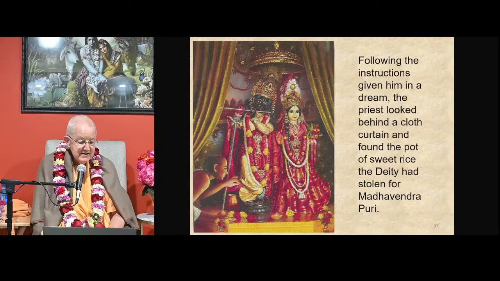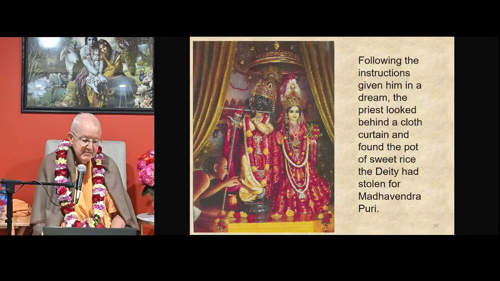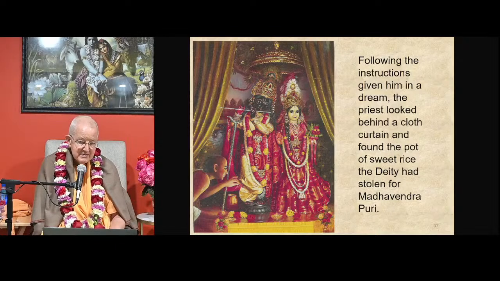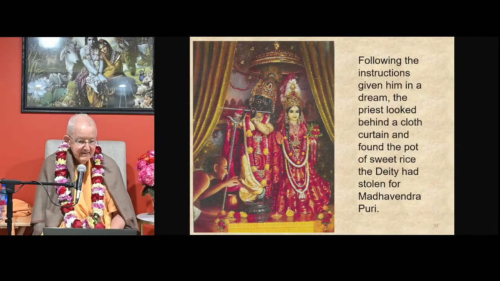Anyway, so the deity had hid behind his cloth a pot of sweet rice or kheer. When the pujari made the offering, he didn't notice. The deity puts a pot behind himself, and when he took the pots away, there was one less. So he woke the deity up in the middle of the night. Hey, Pujari, you missed. That pot of sweet rice is meant for Gopinath, meant for Madhavendra Puri. Go find him. He's in the marketplace. And bring him this pot of sweet rice. It's for him. So the Pujari went out, took his bath, looked behind the cloth. Sure enough, there was the pot of sweet rice.